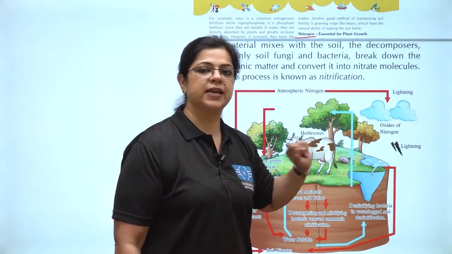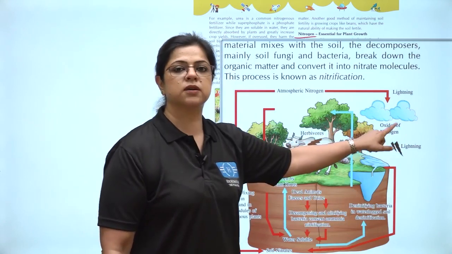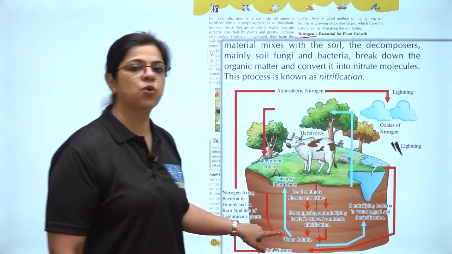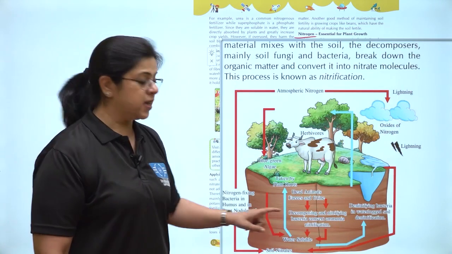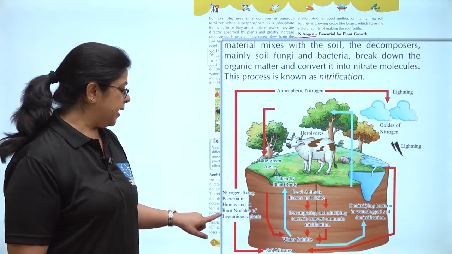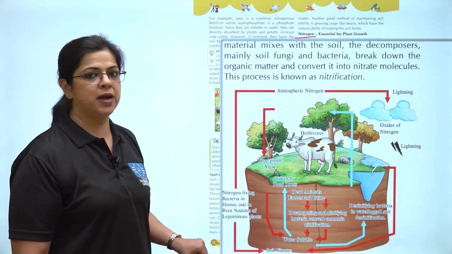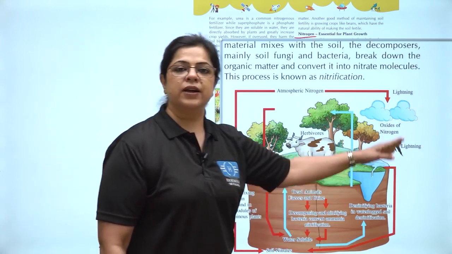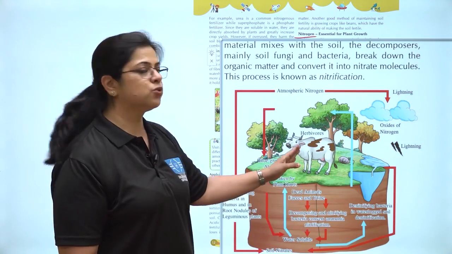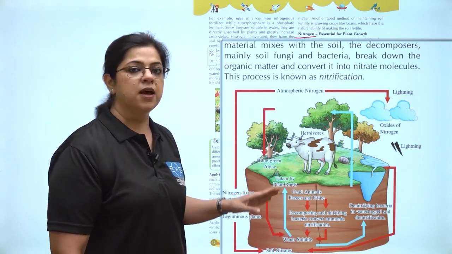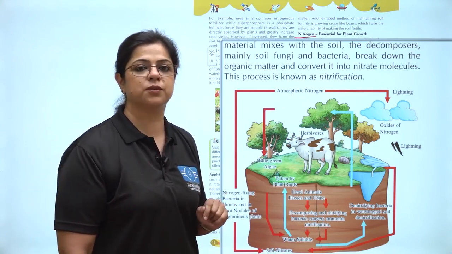First is lightning. Lightning breaks down the nitrogen, and through water in the rain, it travels all the way down to the soil. The second way in which atmospheric nitrogen is made available to the soil is by nitrogen fixing bacteria in the root nodules of leguminous plants. Now, once the nitrogen reaches the soil, it is readily absorbed by the roots of the plant and utilized to make proteins.